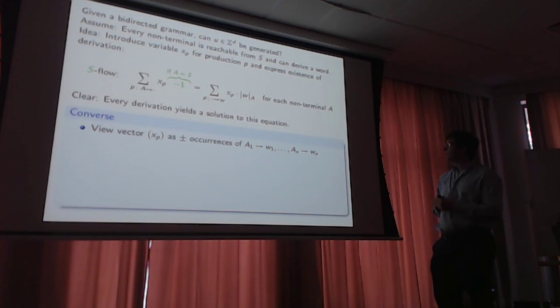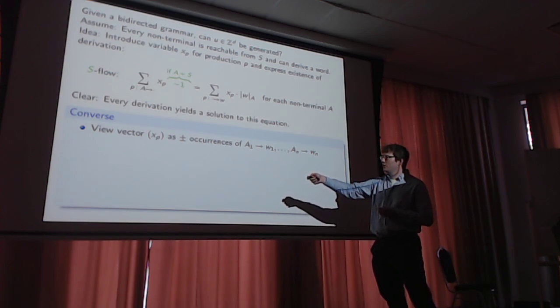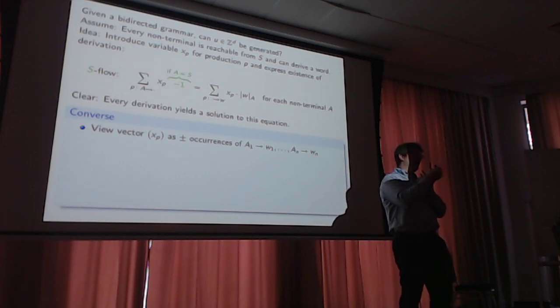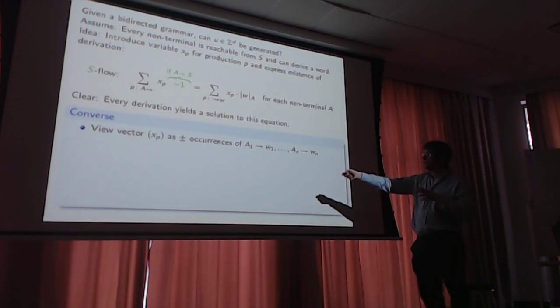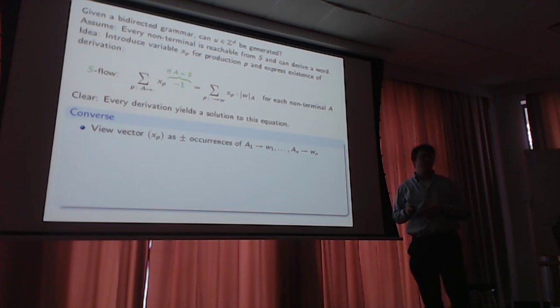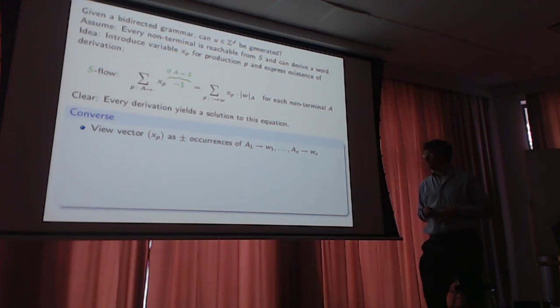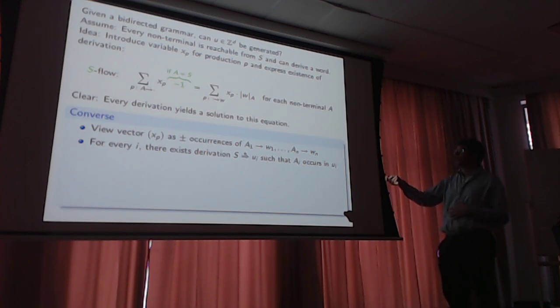So first of all, let's view this vector. This vector can be seen as a collection of productions, for each of them we say either it occurs positively or it occurs negatively. Right? And so this is a list of all the productions, and we keep in mind each of them is either used positively or negatively. So we unroll all the multiplicities basically. Now for every occurrence of such a production, we know by assumption there exists a derivation that produces A_i. So A_i occurs in this word U_i.